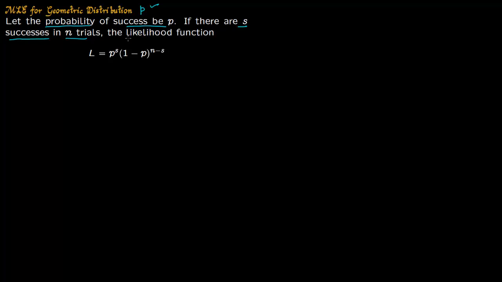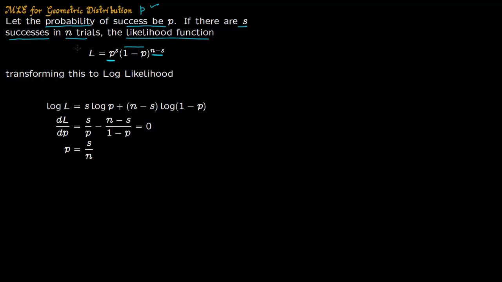Now you form the likelihood function. In the likelihood function you multiply all the probabilities together. So you have s successes. p is the probability of success, so p to the power of s, that means you have multiplied p s times. Now if you had s successes, that means you had n minus s failures, and 1 minus p is the probability of failure. If p is the probability of success, 1 minus p is the probability of failure. So you multiply all the failures.